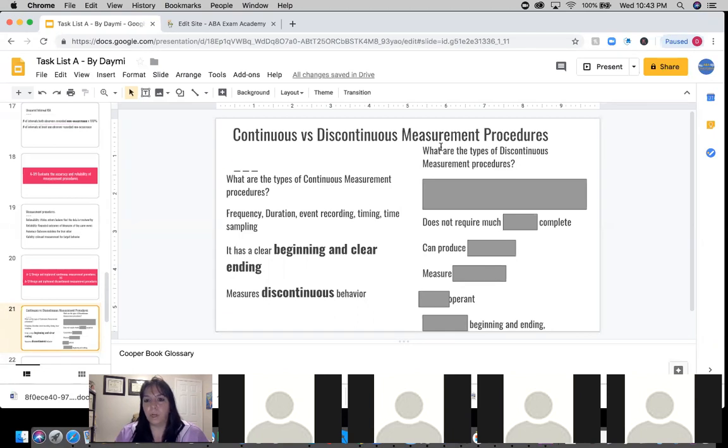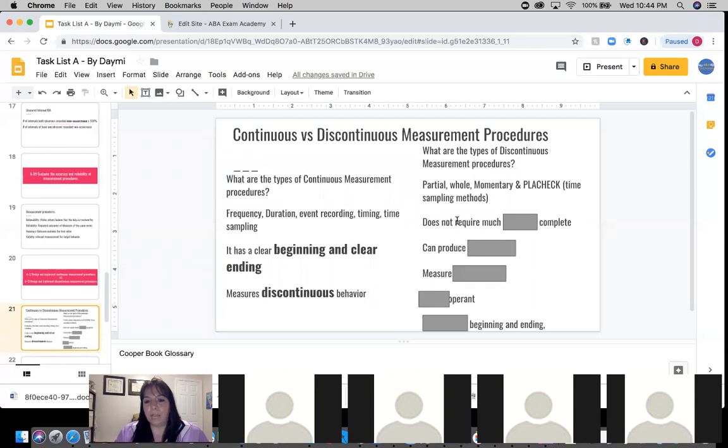All right. What are the types of discontinuous measurement procedures? Now we're going to do the same thing we did here over here. Tell me, what are the types of discontinuous? Partial interval, whole interval, and momentary time sampling. Perfect. All right, so partial, whole, momentary, and planned activity check, which falls under time sampling methods. Same thing that we did here, we're going to do it here.